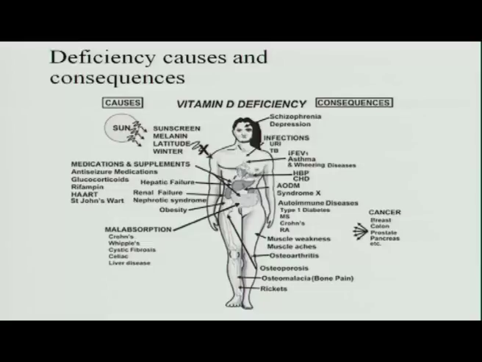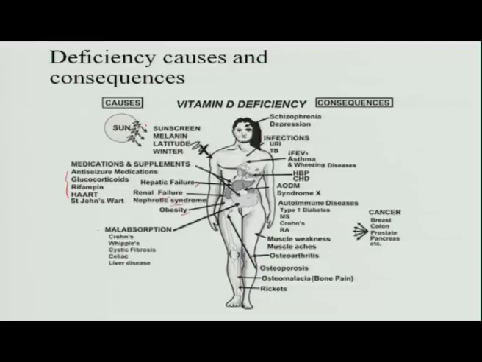So, the causes are when the sunlight is not properly reaching the body. When people apply sunscreen, when the melanin is less, the latitude, and during winter when we cover our entire body with woolens, the sun rays cannot enter the body, and it may cause deficiency of vitamin D. Then some medications, like anti-seizure drugs, glucocorticoids, and St. John's wort, and disorders like hepatic failure, renal failure, nephrotic syndrome, and obesity also cause vitamin D deficiency.